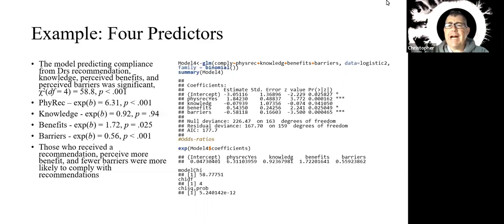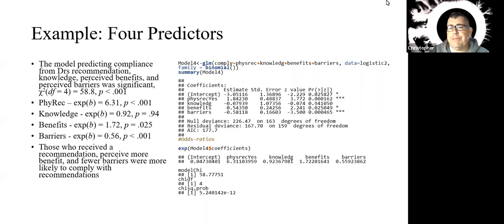So taking it from the top, the first thing I would talk about would be the model statistics and reporting. So I've got a chi-square here with 4 degrees of freedom. Those 4 degrees of freedom, you get 1 for each predictor variable, basically. You can see down at the bottom, I've calculated that 58.78 or 58.8.